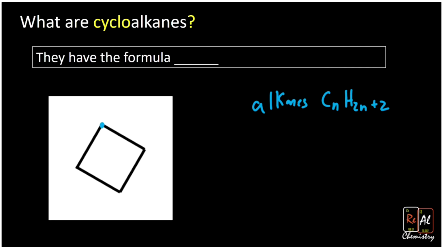This guy has 1, 2, 3, 4 carbons, so we know it's C4. How many hydrogens does it have? Well, this first carbon here has 2 carbon bonds going off of it, which means it needs 2 hydrogens. And actually, every single one is the same. All of these need 2 hydrogens to get to the 4. So there's going to be exactly 8 hydrogens.